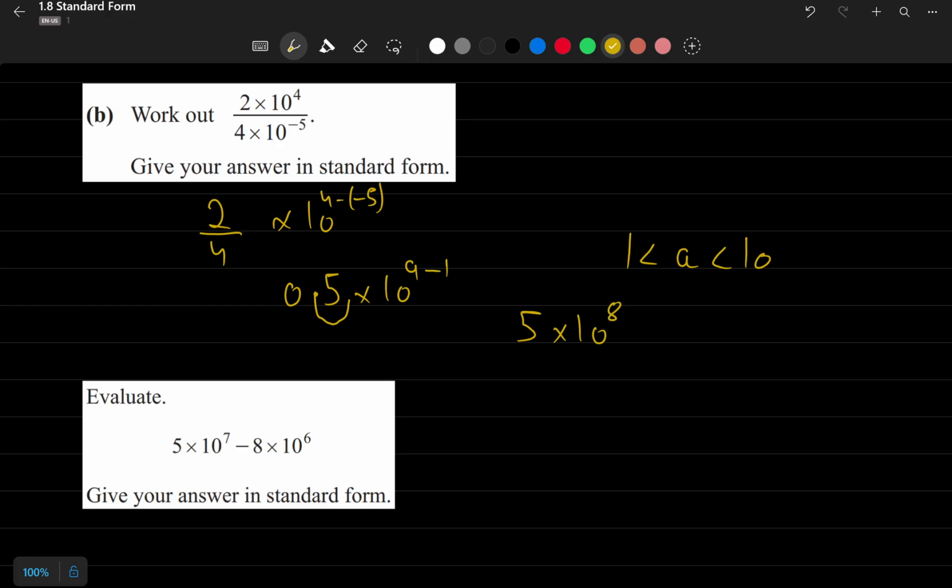The question suggests to find the answer in standard form. This is not in standard form. The answer is correct but not in standard form. This is also correct and also in standard form.